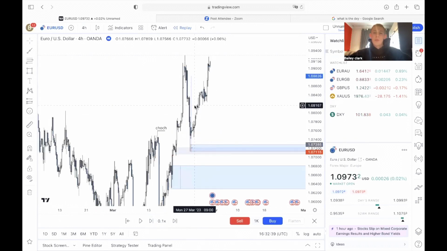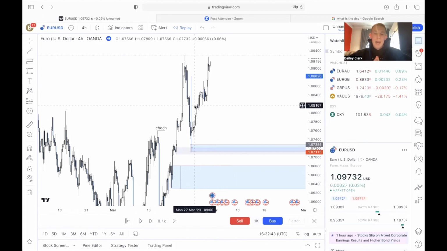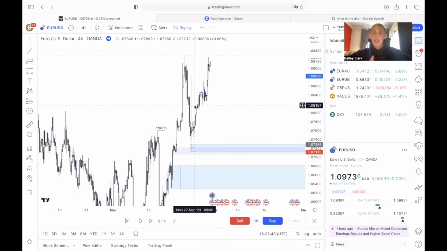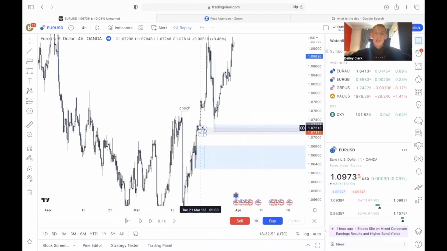There we go. So that is how I would use DXY in order to add weight to a specific area of interest that I'm looking at. So in this case, for example, if we go through it again, what I did was highlight this as an area of interest, and then to add weight or probability to that area, I went over to the DXY and saw if price was in an area of supply or a key level where I know it would be likely to reverse from. And if it is, this adds an extra confluence to the trade.